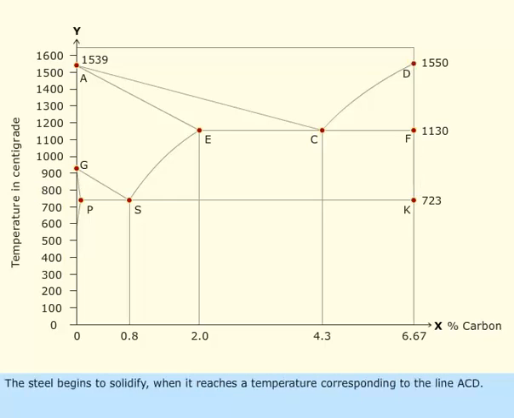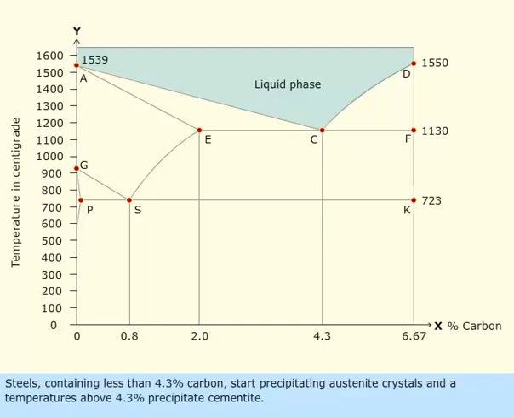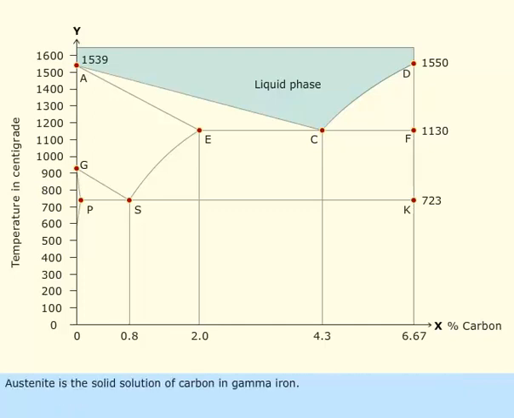The steel begins to solidify when it reaches a temperature corresponding to the line ACD. Steels containing less than 4.3% carbon start precipitating austenite crystals, and those above 4.3% precipitate cementite. Austenite is the solid solution of carbon in gamma iron.